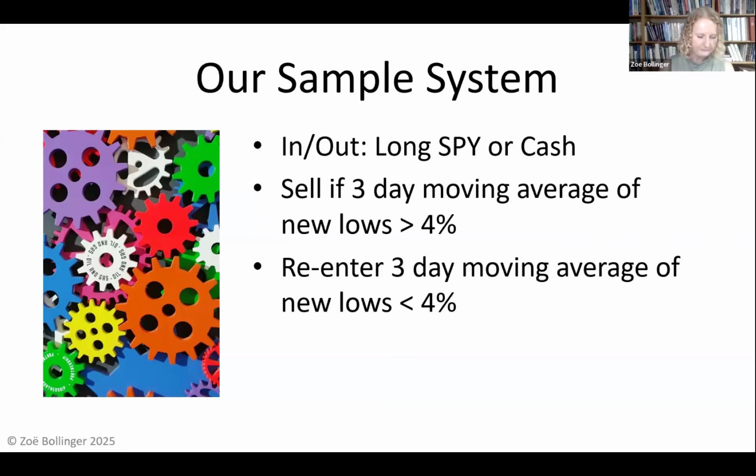I wrote this to be simplistic, also because I just don't short a lot. So I tend to favor long versus cash rather than long-short strategies. I know that in their work, Vince and Williams certainly do a long-short version. But for today's testing, we're looking at selling and going to cash if the 3-day moving average of new lows is greater than 4%, and re-entering when the 3-day moving average of new lows is less than 4%.